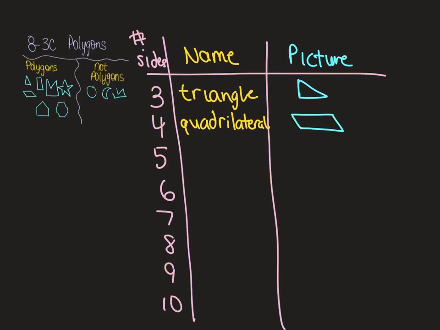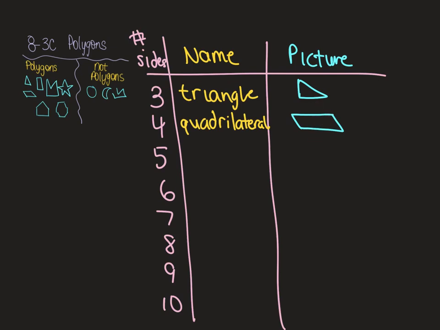Alright, let's name all the polygons, the common ones. So they have to at least have 3 sides. If they only have 2, then they're not going to close up. So 3 sides, let's go the name all the way from 3 to 10 and a picture for each one. So 3 sides is a triangle. This is not the only picture, but this is a picture of a triangle. 4 sides is a quadrilateral. We also have special quadrilaterals, parallelograms, trapezoids, squares, rectangles, rhombuses. I just drew a picture of one particular one.